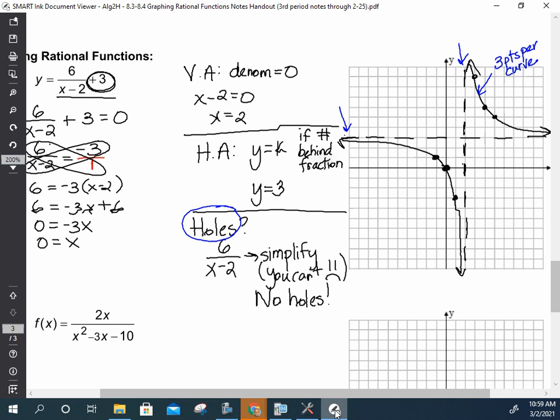If the points are whole numbers, then I expect you to plot whole numbers. If they're decimals, which decimals are going to happen, I just expect you to estimate. I don't expect it to be dead on perfect.